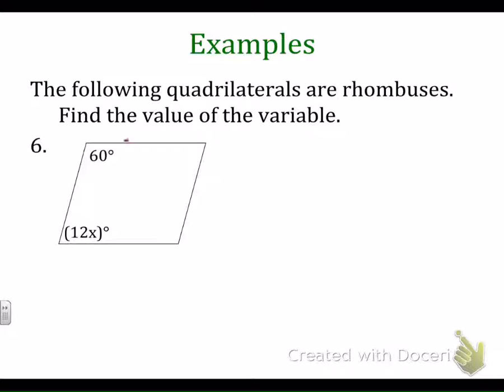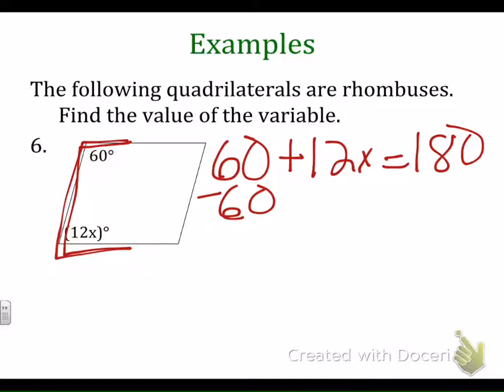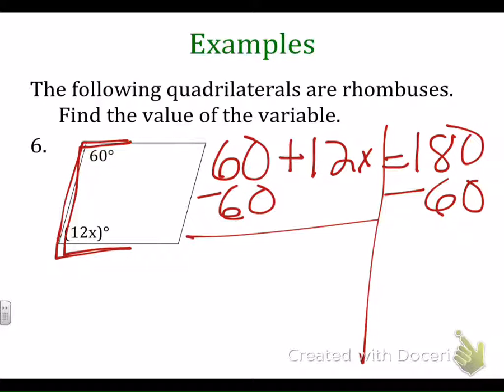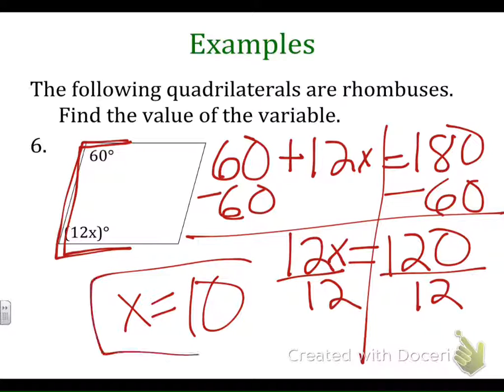Alright, we know that consecutive angles are supplementary, meaning they add to 180. So 60 plus 12x is equal to 180. Subtract the 60. 12x is equal to 120. Divide by 12. So x is equal to 10.